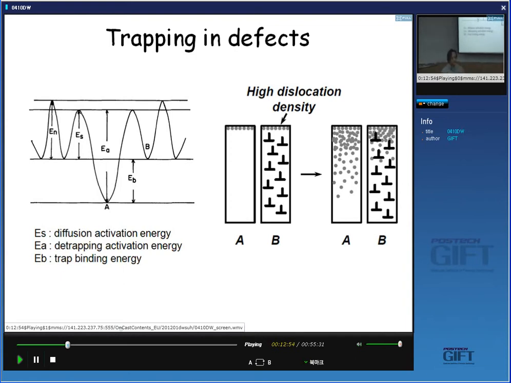What is delayed fracture? Delayed fracture is, as the word says, delayed fracture. For example, when we form a sheet and make some part, at first it is sound and it looks good. But as time goes, there is cracking. And those delayed cracks are considered to be caused by the diffusion of hydrogen into some vulnerable site for the initiation of the cracking.